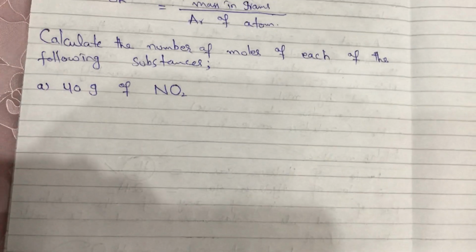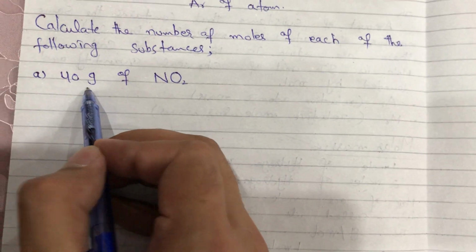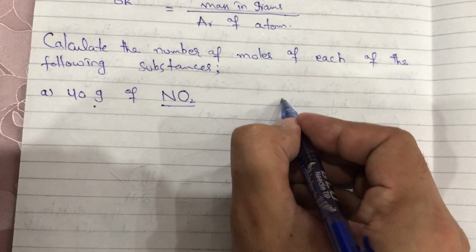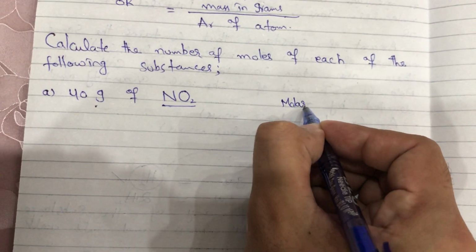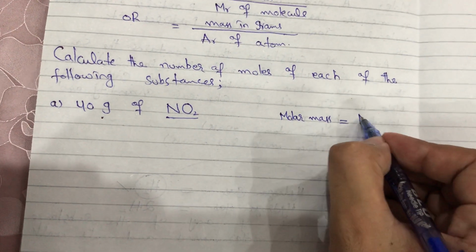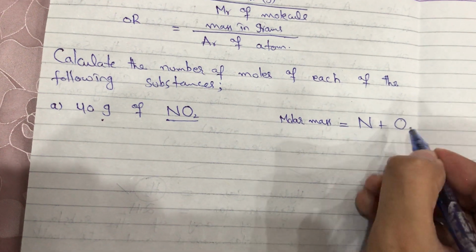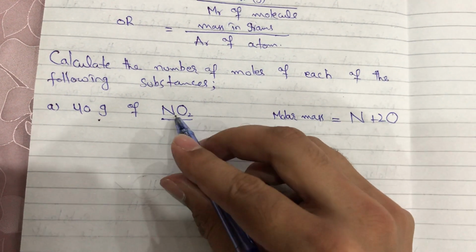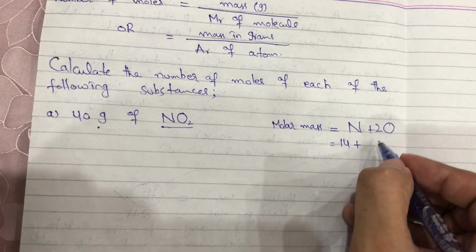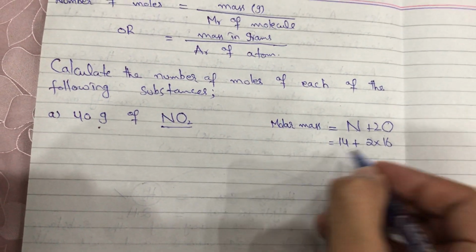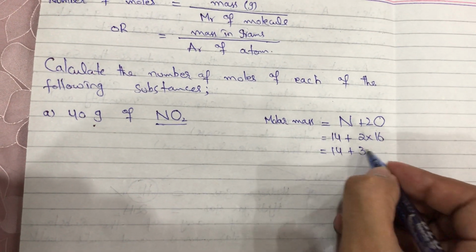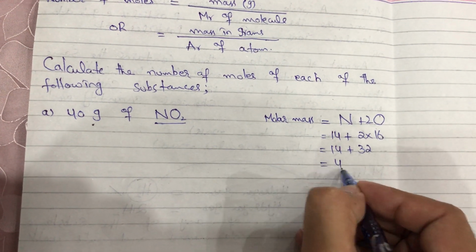In order to calculate the number of moles of 40 grams of nitrogen dioxide, we need to first calculate its molar mass, or Mr. One atom of nitrogen and two atoms of oxygen. One atom of nitrogen has atomic mass 14, 2 times 16, so it is 14 plus 32. Answer will be 46.